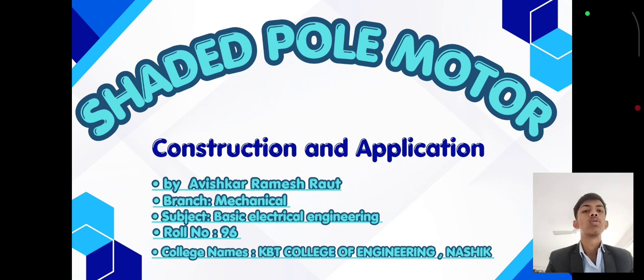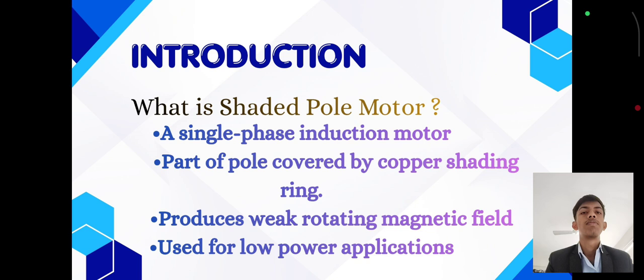So today I will represent my topic, which is the shaded pole motor and its construction and application. So we can start with the introduction. In the introduction, we can see what a shaded pole motor is. A shaded pole motor is a single phase induction motor, and part of its pole is covered by a copper shading ring. It produces a weak rotating magnetic field and it is used for low power applications like a fan. So I hope you understand what a shaded pole motor is. We can go to the next slide.